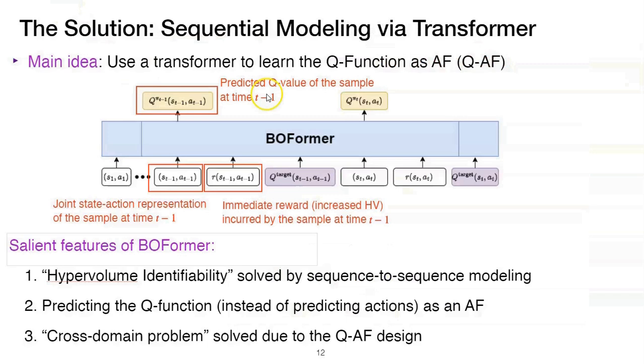The main idea of BOFormer is to leverage the transformer to process all the history information and then predict the Q value of a domain point. We apply Q-learning to learn BOFormer as the acquisition function. Here, the state will be the posterior distribution of the Gaussian process. The reward signal will be the hypervolume increment of the chosen domain point.